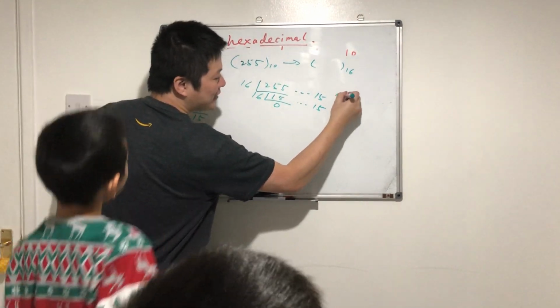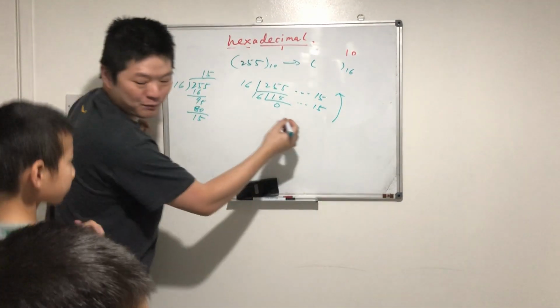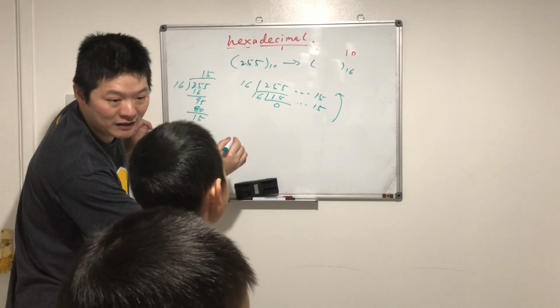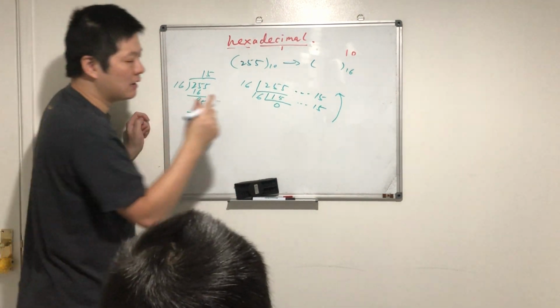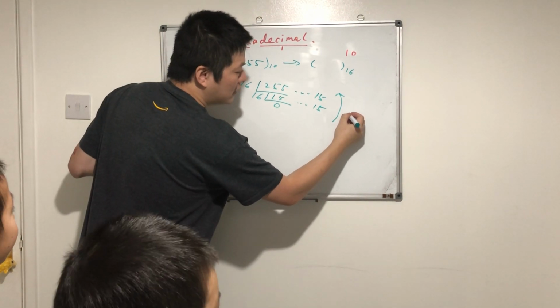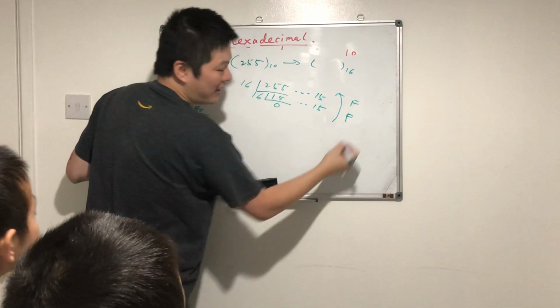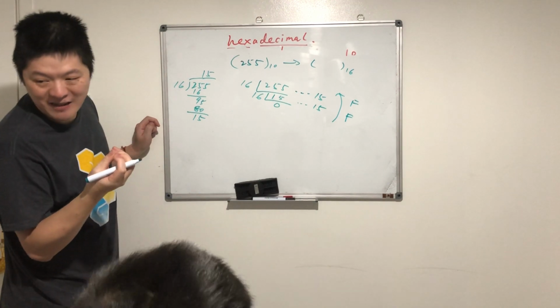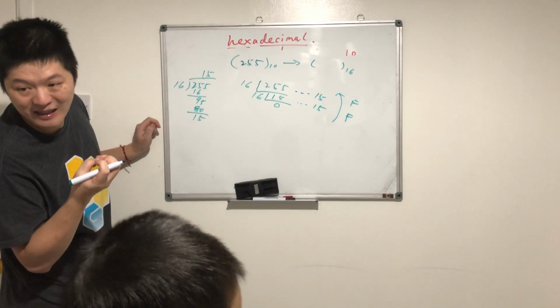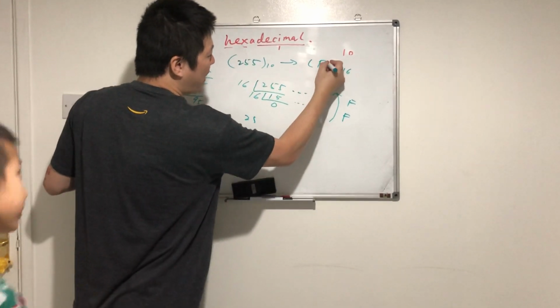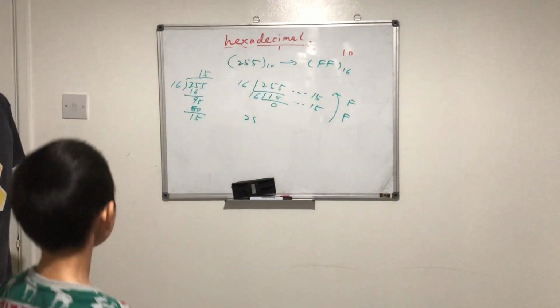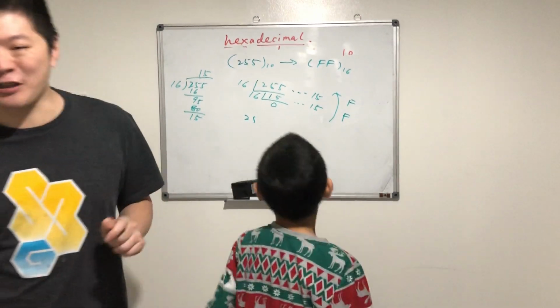Okay, so we write it this way, yeah? So 15 in hexadecimal is what? Not 15, in hexadecimal. F. Remember, F is 15, right? A is 10. And then this 255 equals FF in base 16. Got it? Let's try another number.